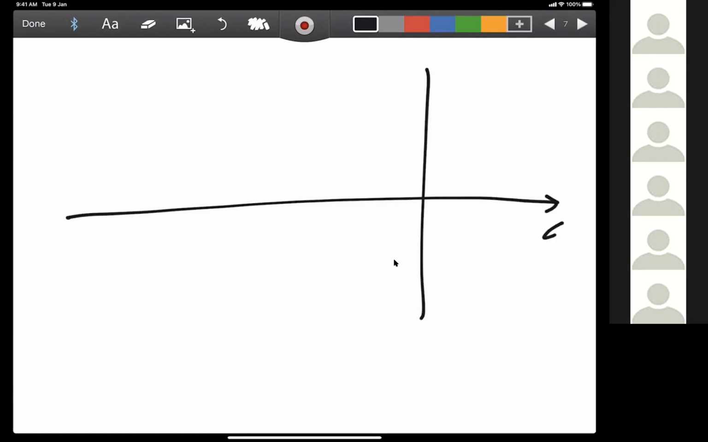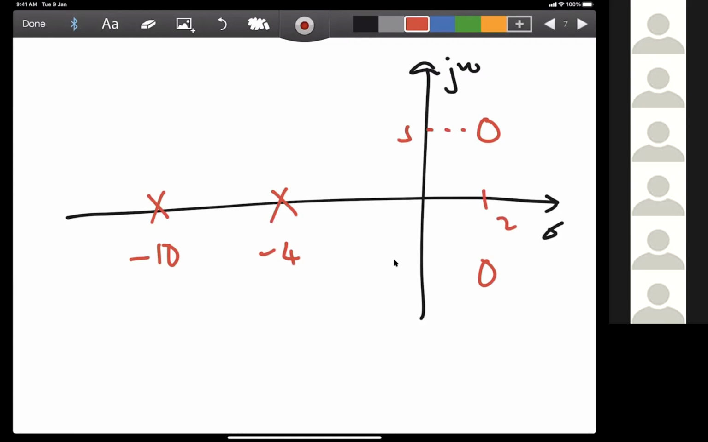Then question number 4, using the information gathered from 1 until 3, sketch the root locus of the closed loop transfer function. So sketch. You have the -4, -10. This one is J2, minus J2. Okay.